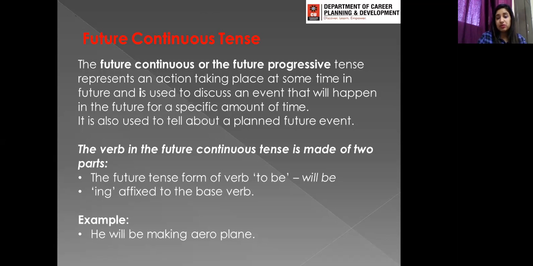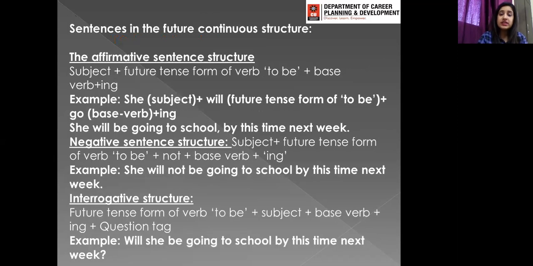It is used to discuss an event that will happen in the future for a specific amount of time. So it is not happening right now, it is going to happen in the future, and the duration of that particular event is also mentioned in the future continuous tense. Again, it is made of two different parts: the future tense form of verb to be, that is will be, plus ing affixed to the base verb. For example, he will be making aeroplane. So will be is the auxiliary verb over here, and the main verb is making, make plus ing.